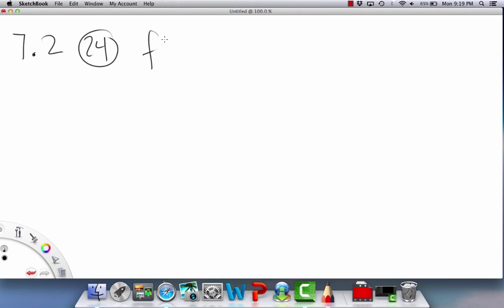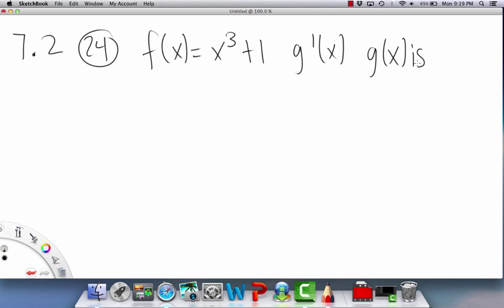We're given the function f of x equals x to the third plus 1. And they want us to find g prime of x when g is the inverse of f of x. So we know g of x is the inverse. Okay, so this is what we're given. It wants us to do it in two ways.